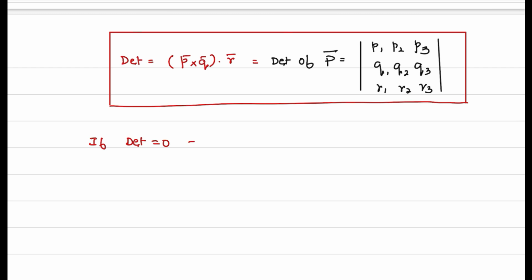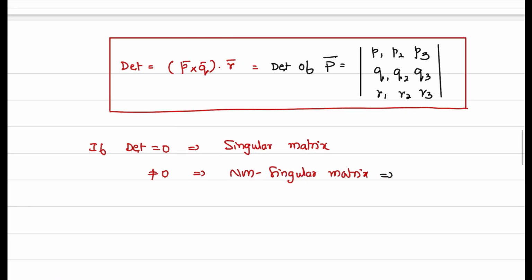If determinant is 0, then it is called as a singular matrix. If determinant is not equal to 0, non-singular matrix. If determinant is not 0 means it is an invertible matrix. A inverse A is equal to I, then A inverse is equal to inverse of A.